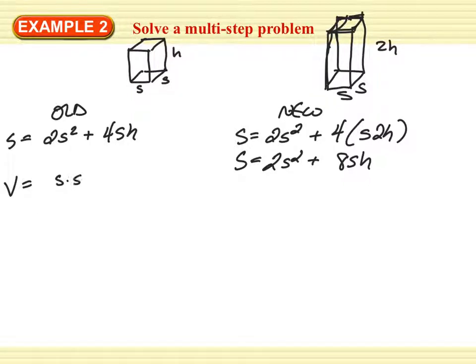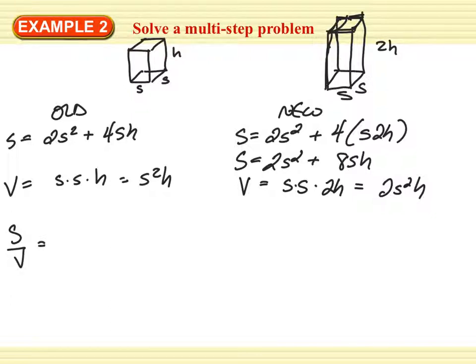So s times s times h, or s squared times h. And the new one, I've got base length times width times height, which is going to be 2s squared h. Now we want the ratio of surface area to volume, which is what we've been talking about. 2s squared plus 4sh over s squared h.